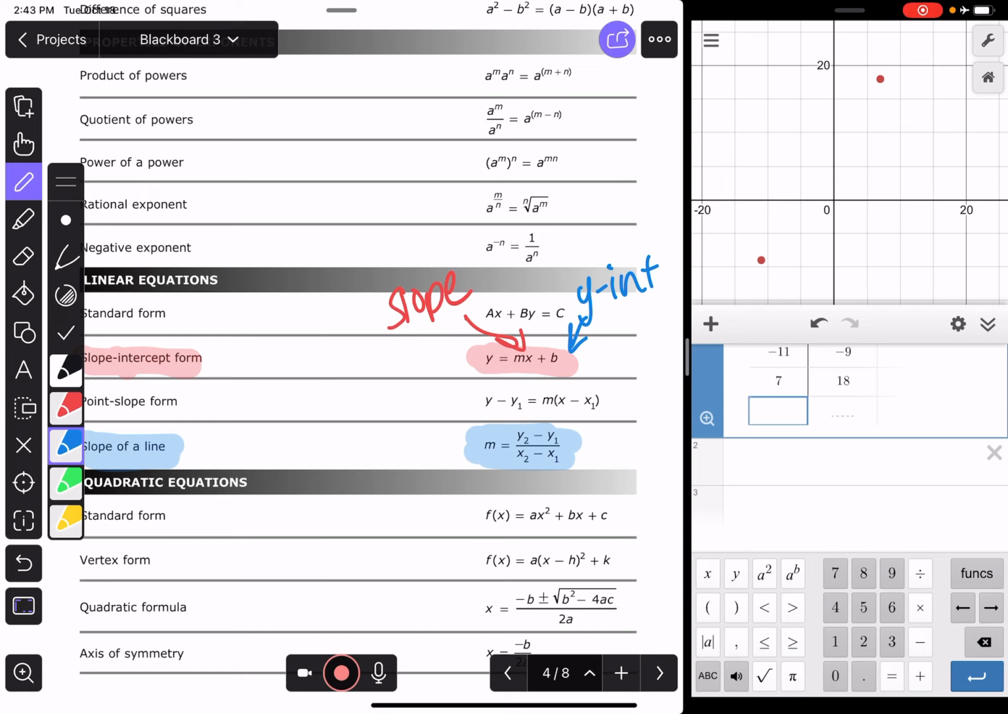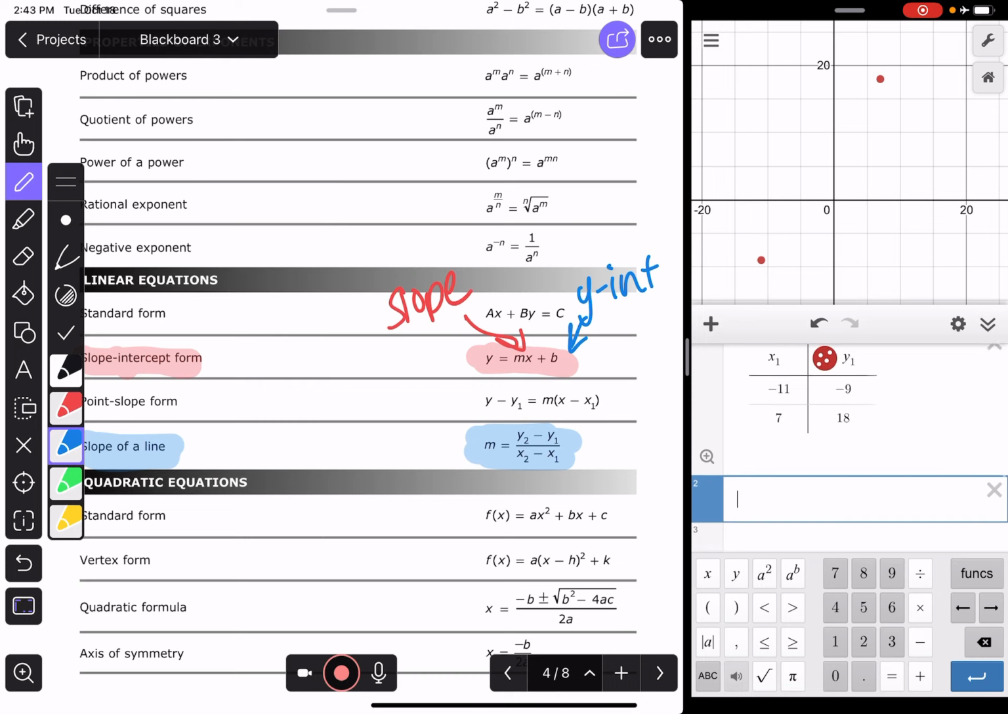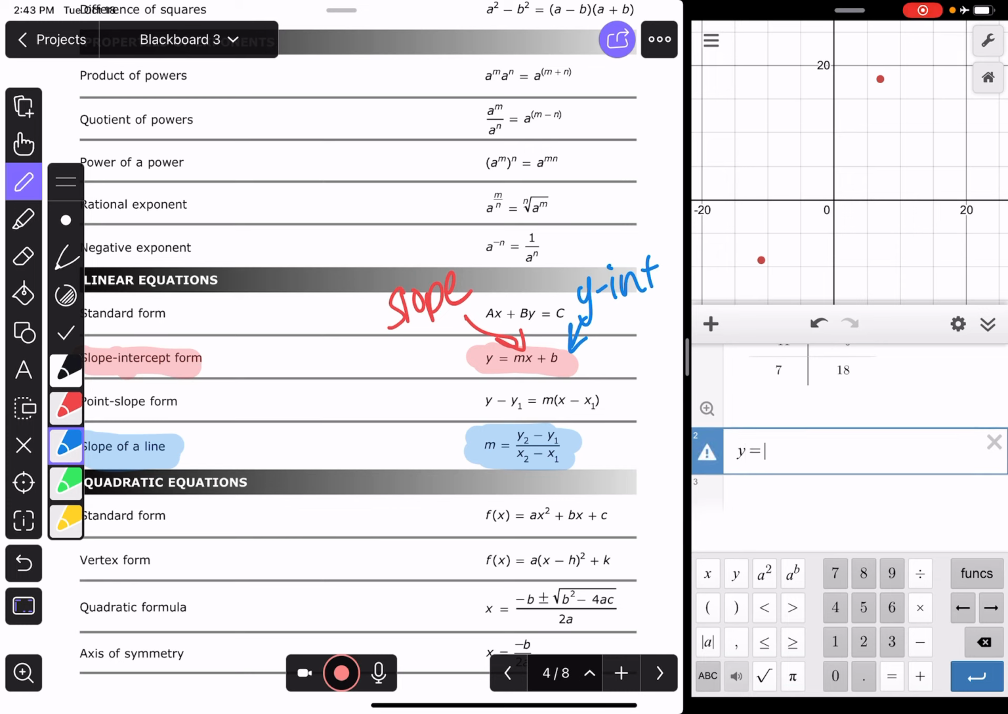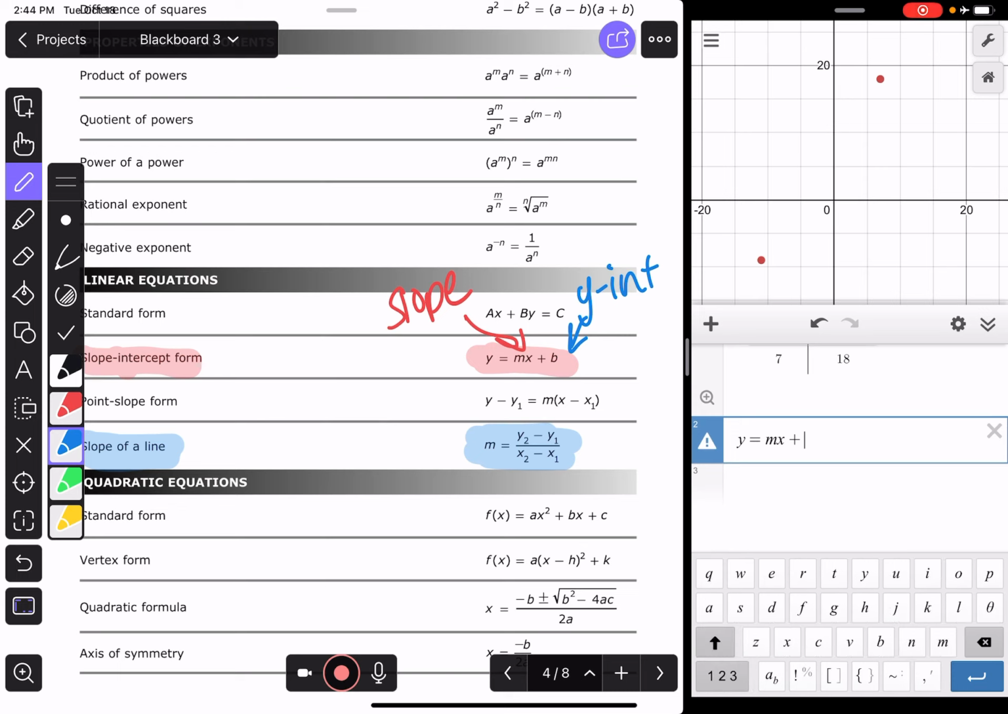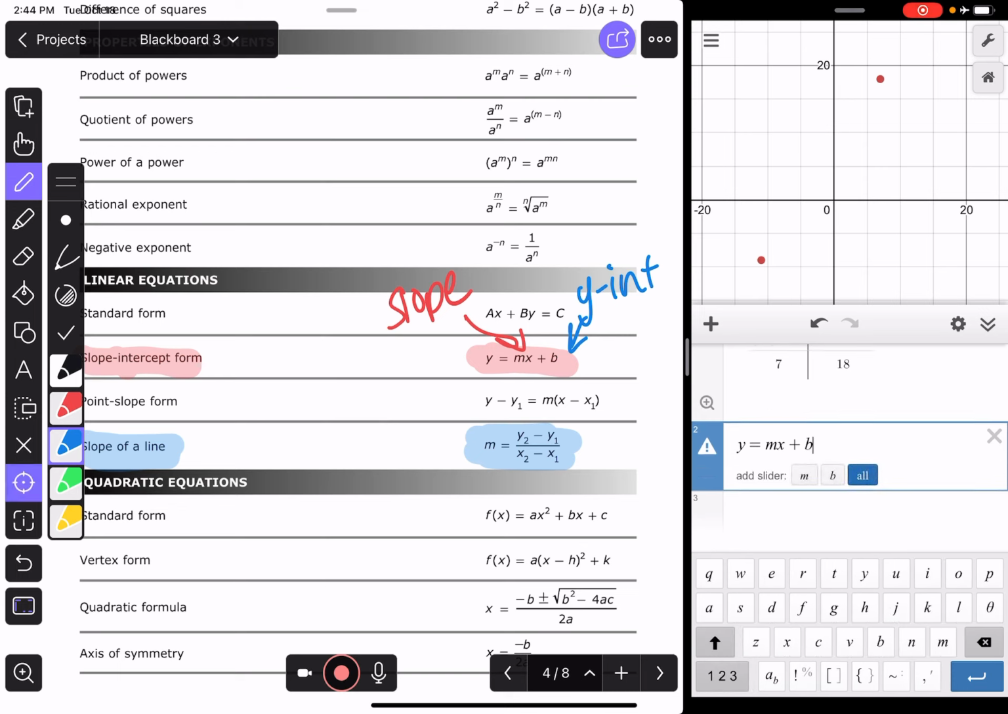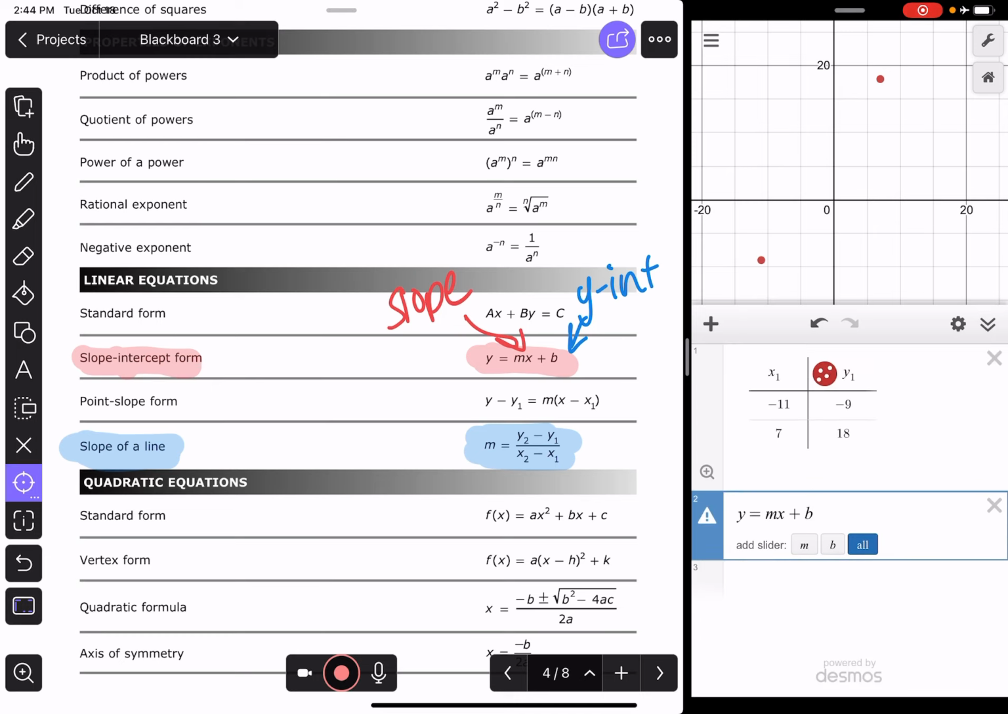So if I can get my calculator to write me an equation in y equals mx plus b form, if it can find m and b for me, then I'll know the slope and the y-intercept. So no matter what the question is asking me, I'll have the answer for it. But when I go to my calculator, if I just type y equals mx plus b, I get this error message right here. This little triangle means that something's wrong. Whatever's in that line is not working properly.